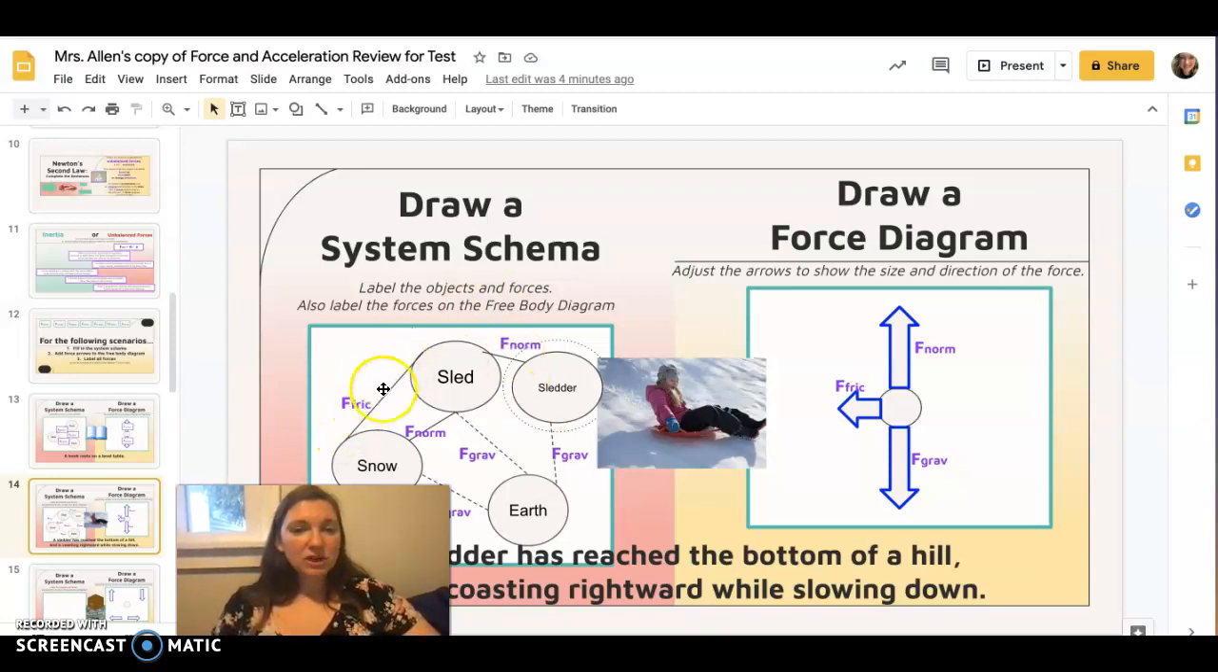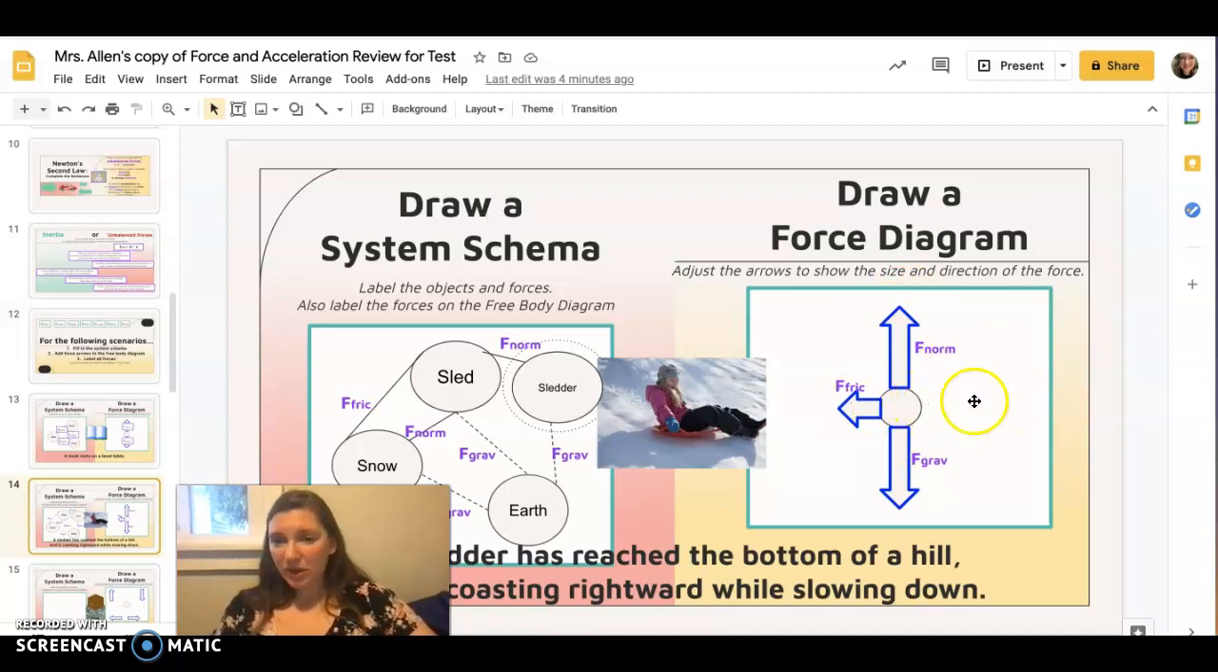And then we have the force of friction, which is what is causing her to slow down. Friction between the snow and the sled. So here's what that force diagram looks like. Force of gravity is pulling her down. Normal force, the support force, is pushing her up. And then there's the force of friction.